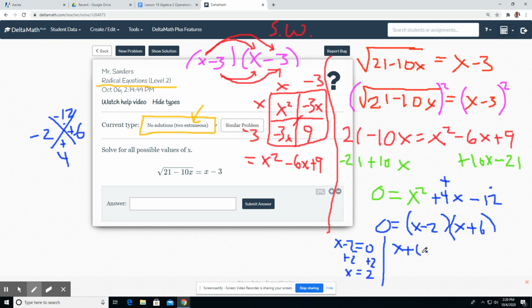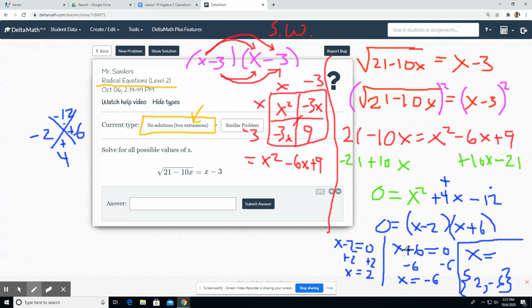So I want to know when x plus 6 equals 0. Minus 6, x equals negative 6 is what you should have got. So you should have been able to see that if you plug negative 6 into here, negative 6 plus 6 makes 0. So we have our two answers. x equals the set of 2 and negative 6.